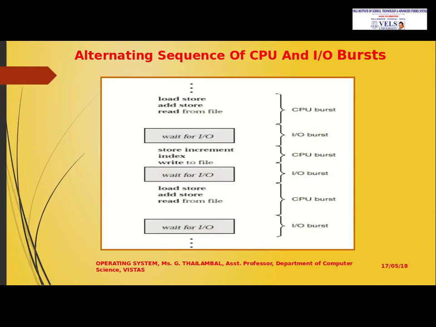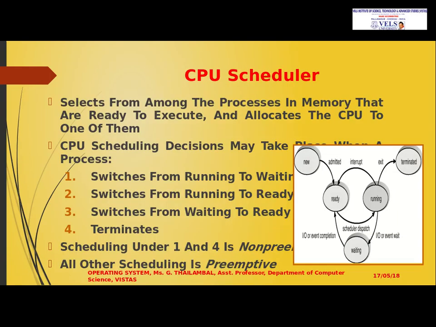When CPU burst is executing and whenever the process needs some IO devices, it will wait for the IO, then it is called IO burst. Again the CPU burst will continue and then IO burst. Similarly, both things happen one by one. And the next thing we are going to see is CPU scheduling.